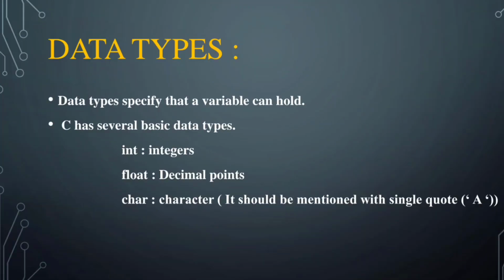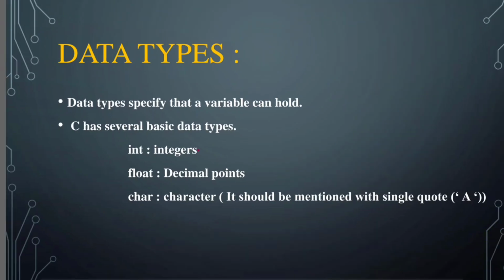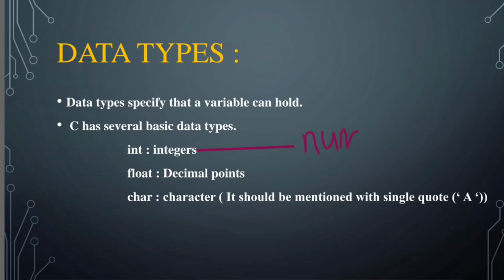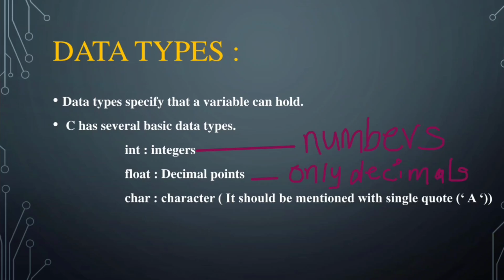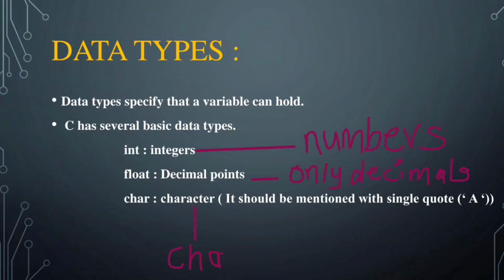Next, we have data types. Data types specify the type of data that a variable can hold. C has several basic data types including int, used for integers, for example all the numbers which are integers, and float for floating points, only decimals, and char for characters, for example char grade = 'A'. A should be mentioned in single quotes.